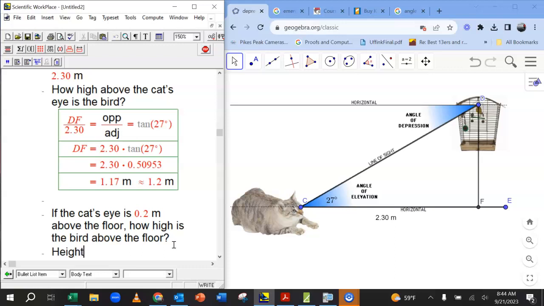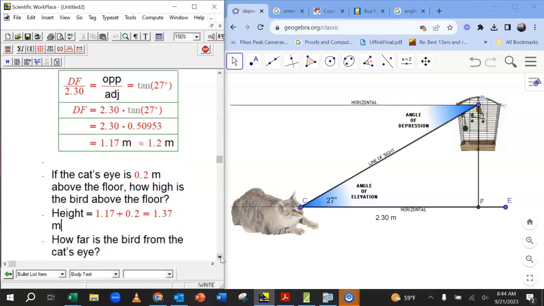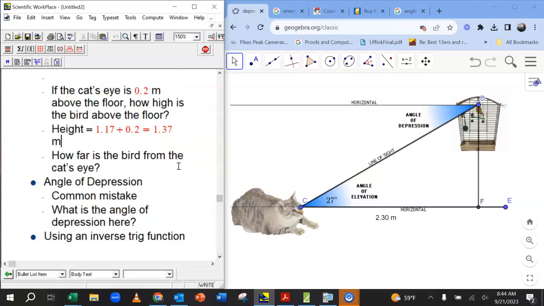That height is just going to be that 1.17 meters plus 0.2. And of course that is just 1.37 meters. So it's a fairly typical thing to do, to make it a little more realistic, the fact that one of the objects might not be right at ground level.